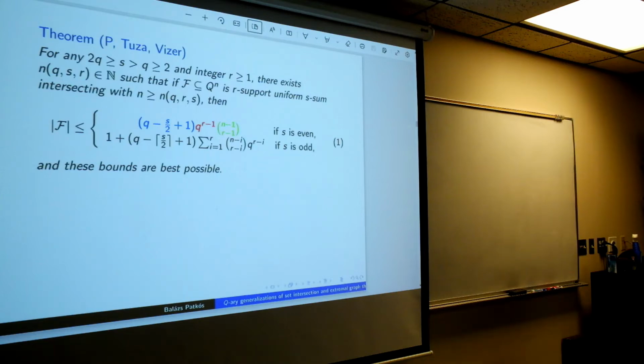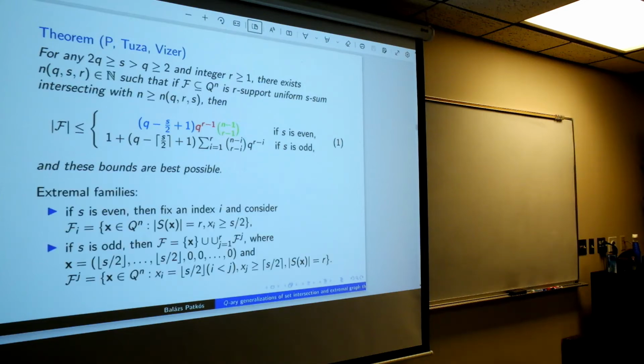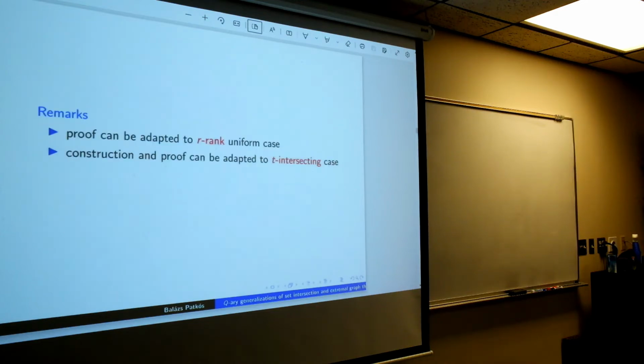So the thing is that this is the truth. And here is just the formal way to write this telescopic star, or I don't know how to call that. So for s odd it's a little bit more complicated structure, but anyhow, this is the truth if we can assume that n is large enough. Okay, some comments, not too many.